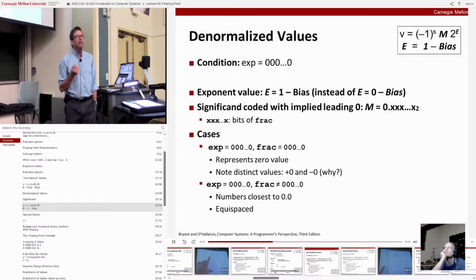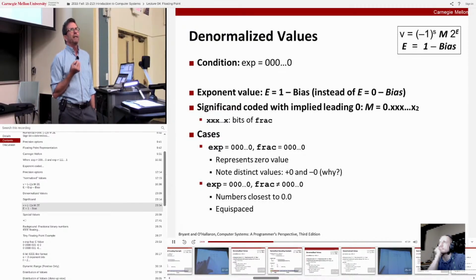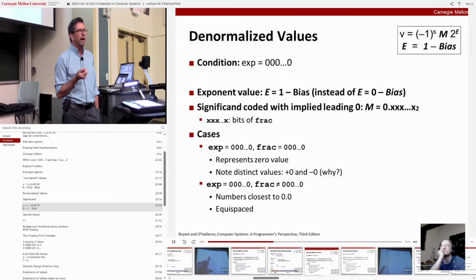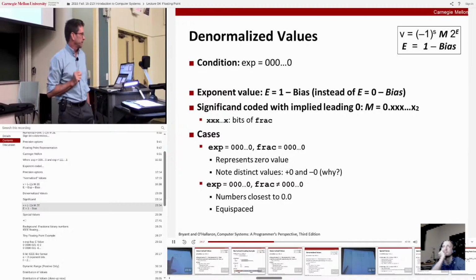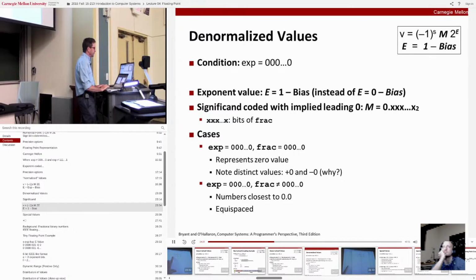And in a denormalized number, or denorm, there's no implied 1. The significand M is encoded identically in the frac field. So there's no implied 1, and all of the numbers are of the form 0 point something something something. And the exponent value E: for normalized numbers we subtracted the bias from EXP. For denorms we subtract the bias from 1.